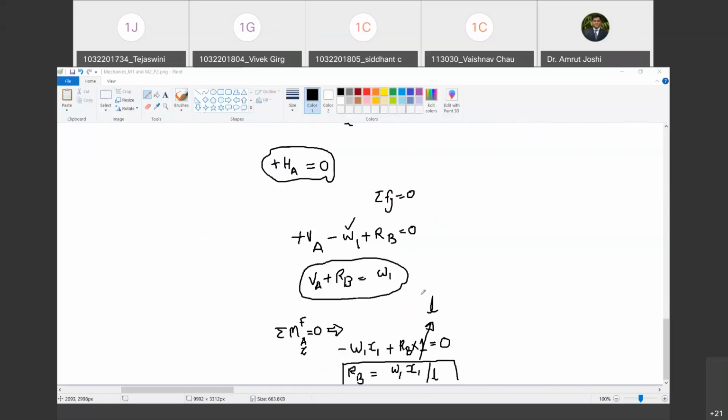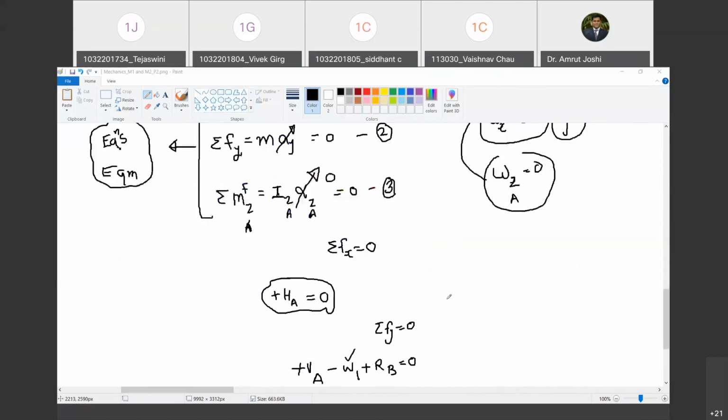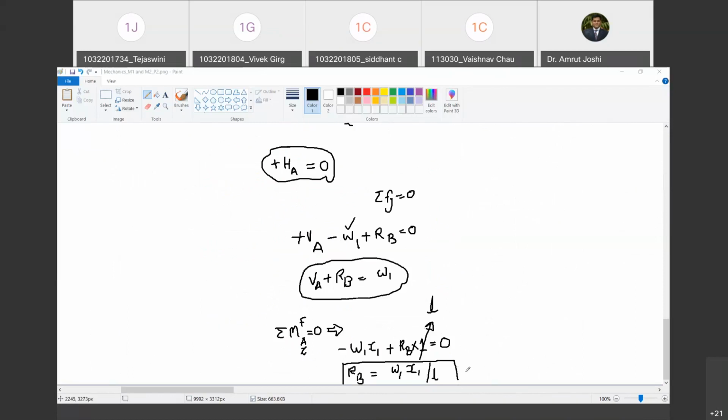So X1 means L. I have to substitute it as L. If I substitute X1 equal to L, what happens to RB? It becomes W1. So when the load is on B itself, the onus of resisting that load is only on RB. Are you with me? Yes, sir. This is just a physical understanding of the mathematical expression.